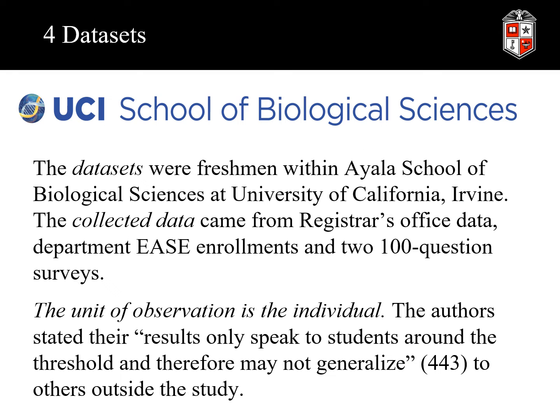Slide 4, Datasets. UCI School of Biological Sciences. The datasets were freshmen within Ayala School of Biological Sciences at the University of California, Irvine. The collected data came from the registrar's office. Department information concerned the EASE enrollments, and there were 200 question surveys sent to participants. The unit of observation is the individual. The authors stated that the results only speak to the students around the threshold and are therefore not to be generalized to others outside this study.